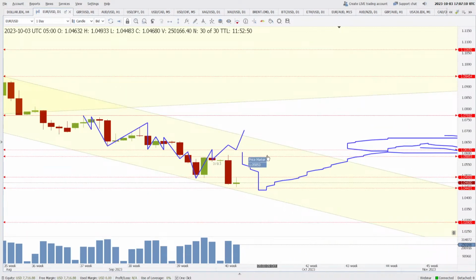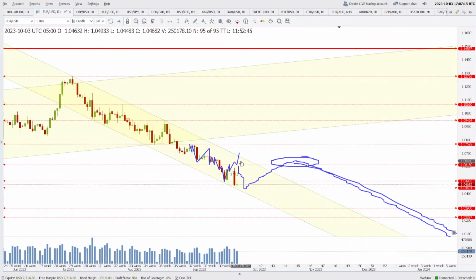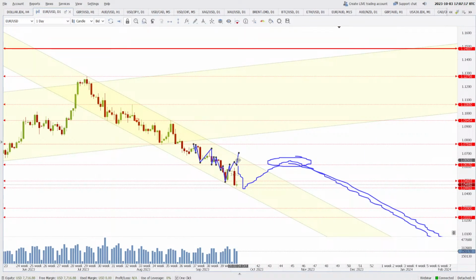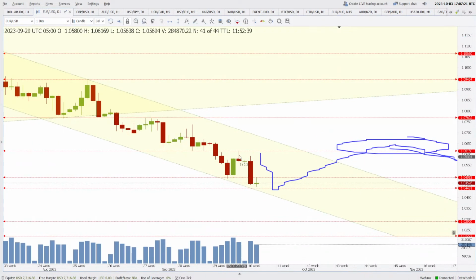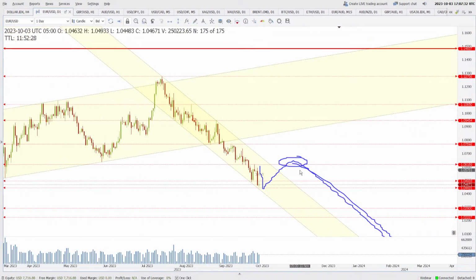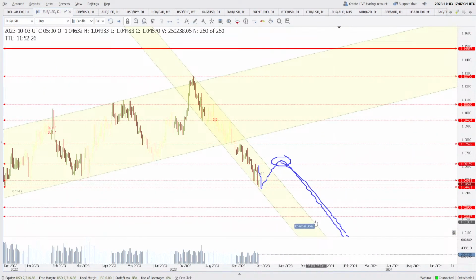So for us, the crucial resistance, okay, let me clear all this stuff so that you have a clear idea what I'm talking about. I'll clear this also. So this is what I'm talking about. This high that the price has made is a crucial resistance in my opinion, which is 1.0616. Once the price breaks this, we become buyers. Otherwise, we keep looking for selling opportunities close to this area.